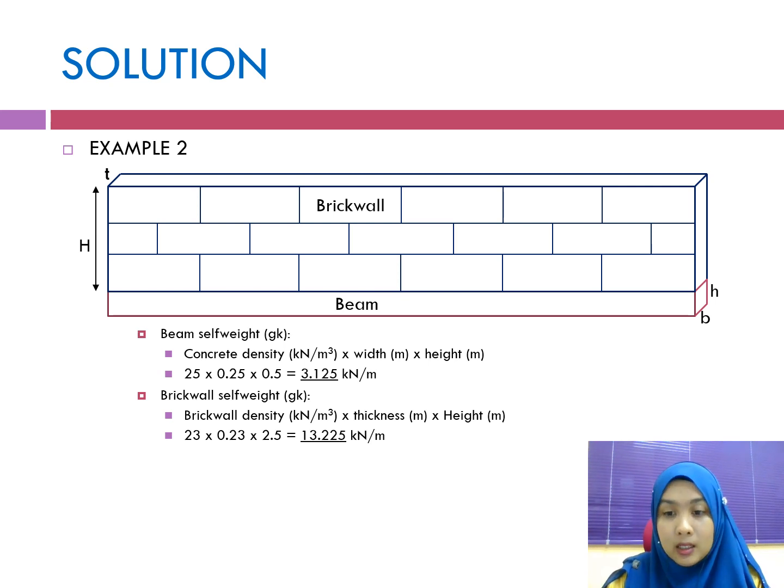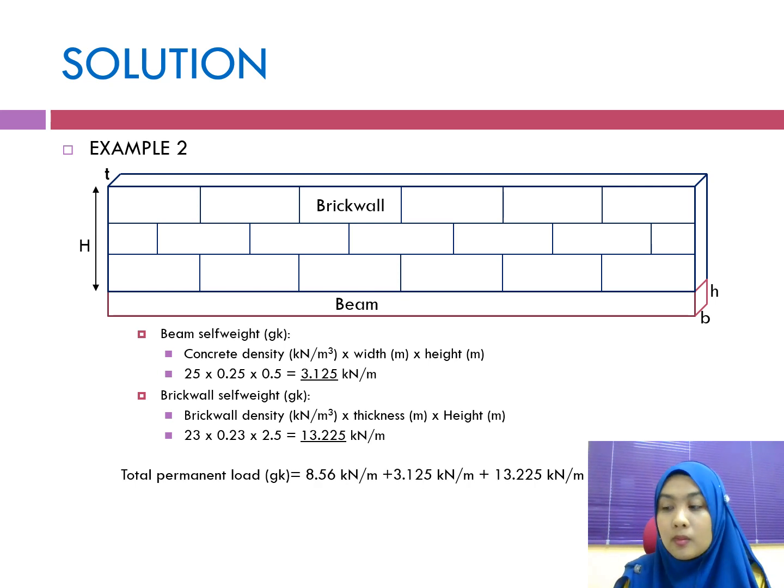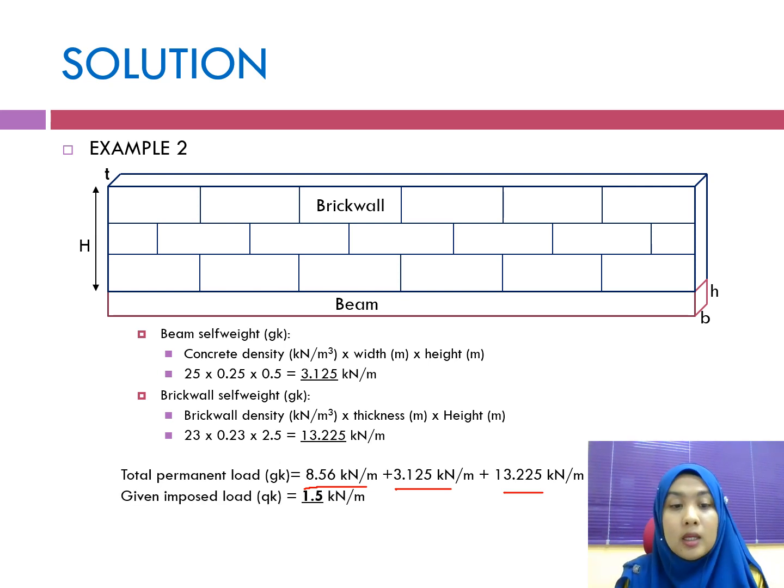Now you have the brick wall self weight and the beam self weight. Then you need to calculate the total permanent action on the beam. The total permanent action is the sum of all the GK values: the GK value given in the question, plus the beam self weight, plus the brick wall self weight. Then you get the total permanent load. For the variable load given in the question, the QK value is 1.5.